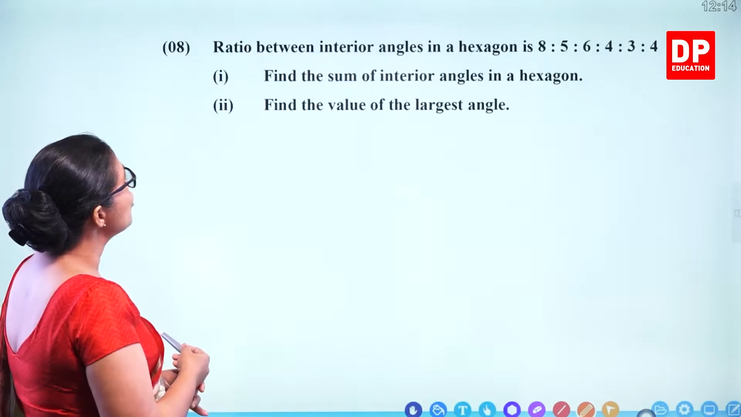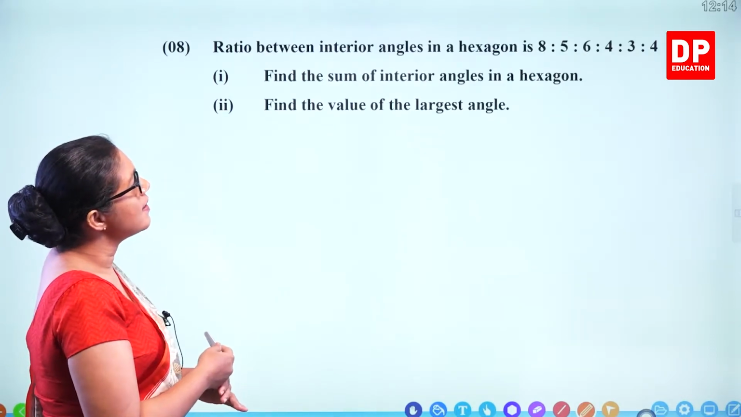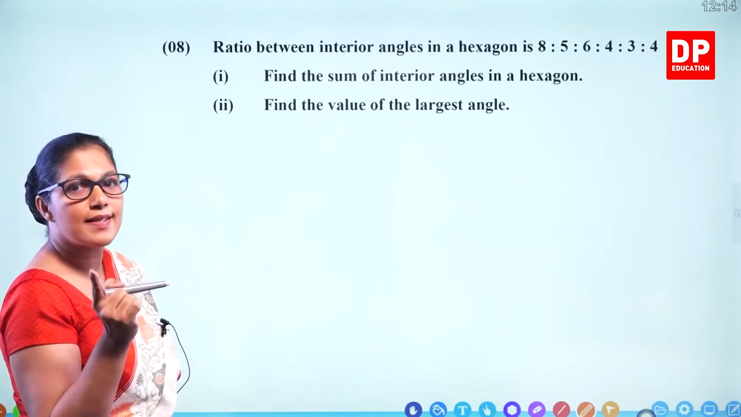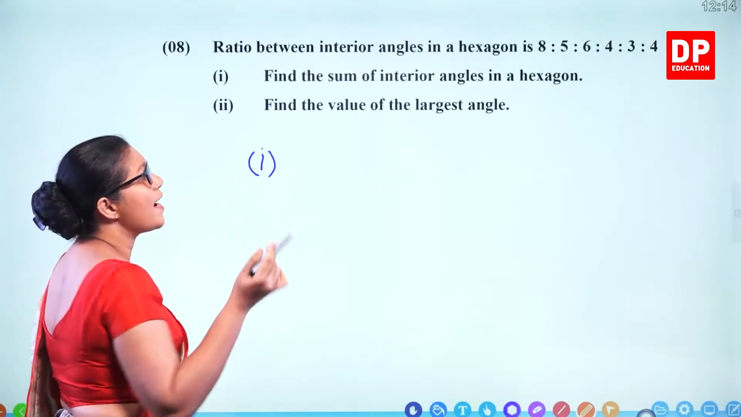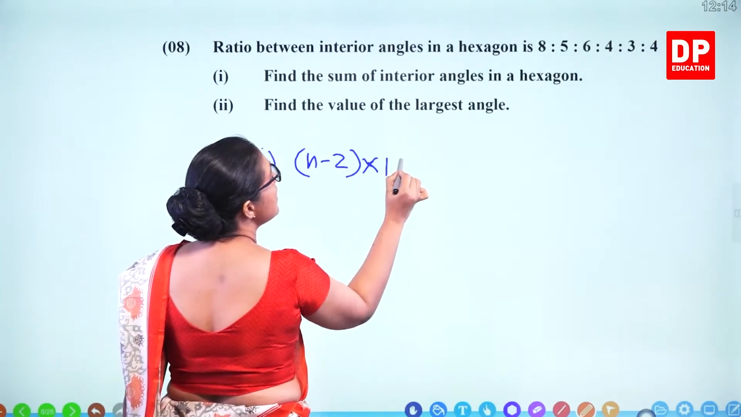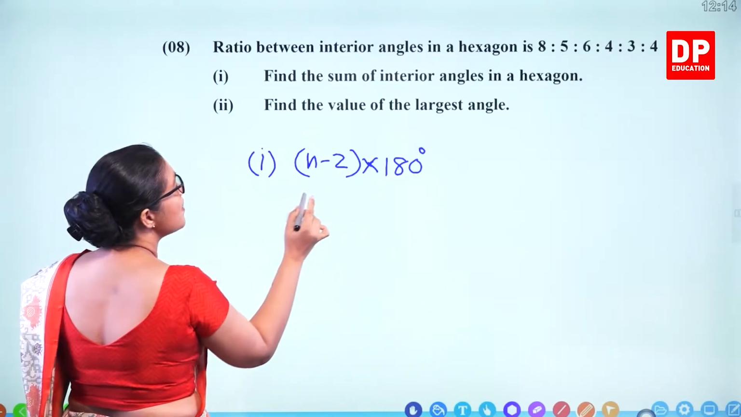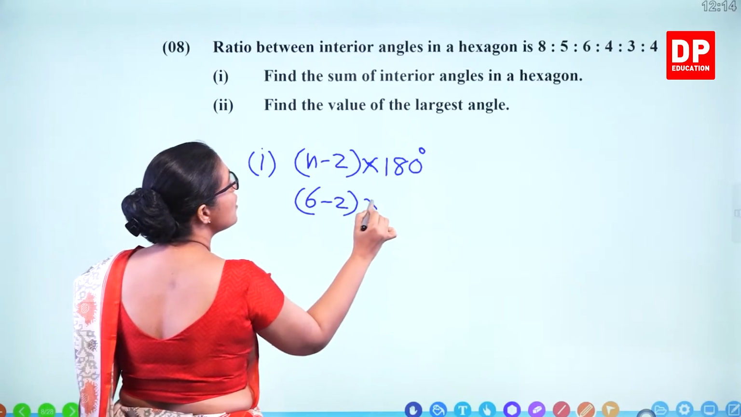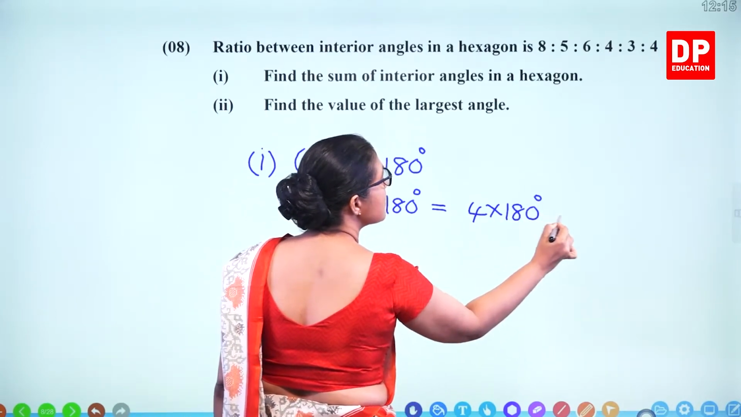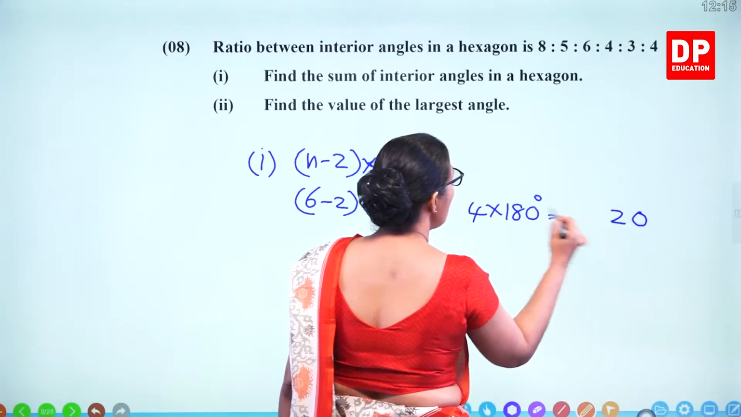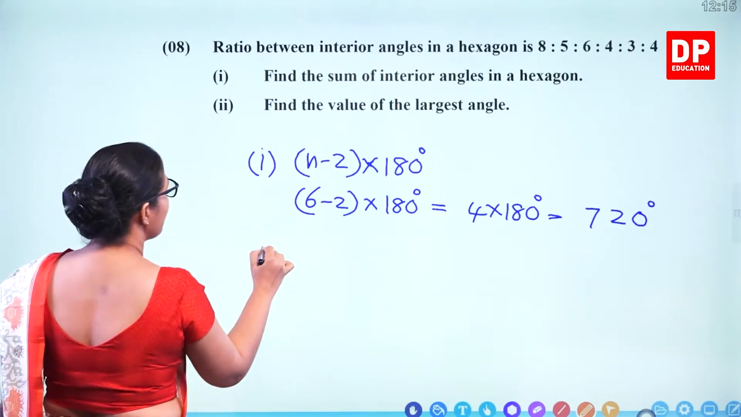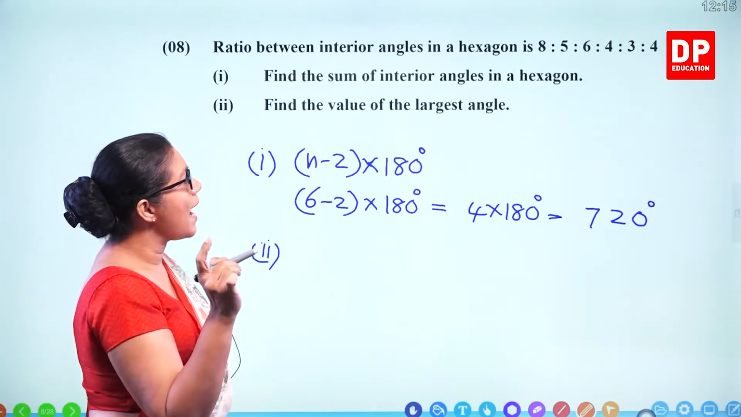Question number 8. Ratio between interior angles in a hexagon is given. 6 angles given. Find the sum of interior angles in a hexagon. So how do you find out sum of interior angles for any polygon? N minus 2 into 180. But in this one, N is 6. Hexagon means 6-sided. 6 minus 2 into 180. You get 4 times 180. So 720 degrees.